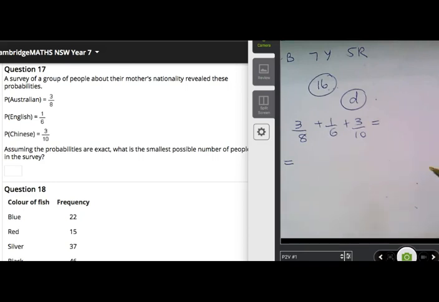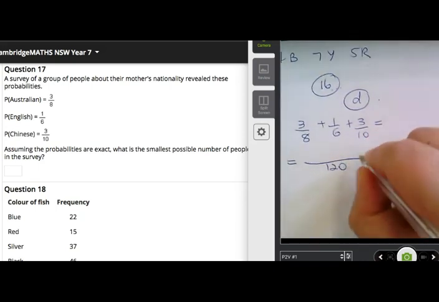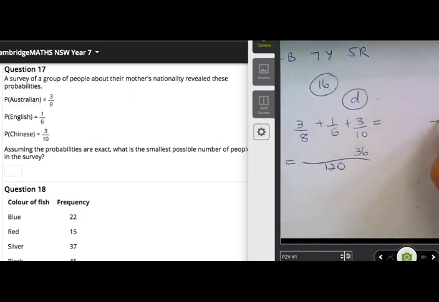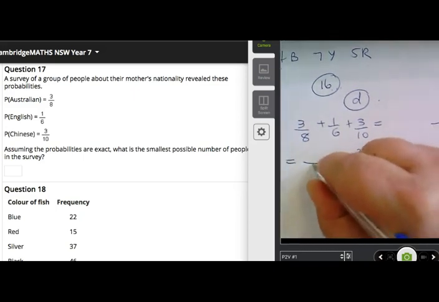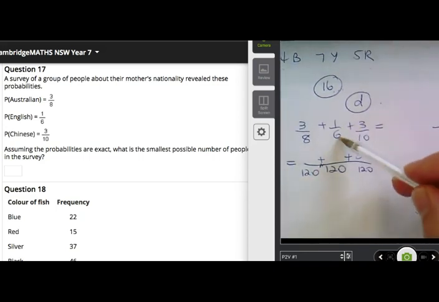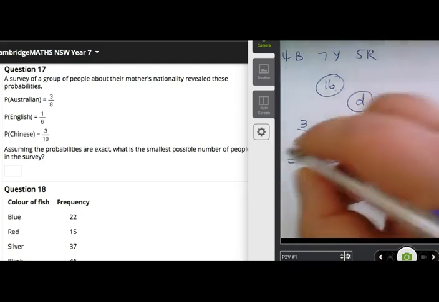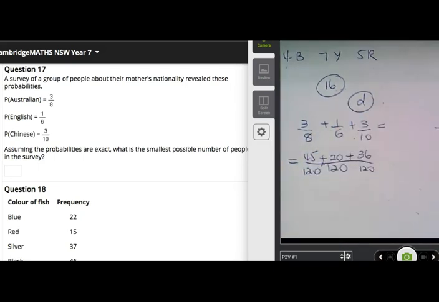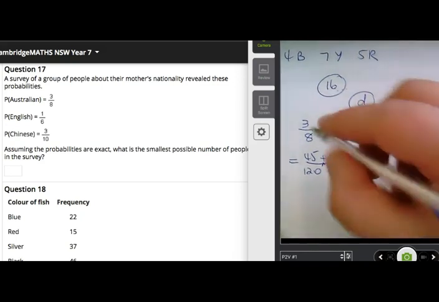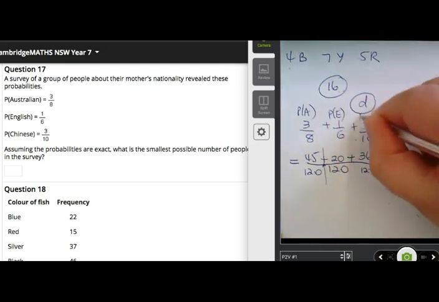90, no. 100, 110, 120? 6 goes into 120. What about 8? Yeah, I think it does. Yes, it does. 120 is the denominator. So we've said that 120 is the denominator. Do you know how to make them all denominator 120? That one would be multiplied by 20. This one's multiplied by 15. 3 times 15 is 45. Okay, so these are our fractions. So Australian is 45 out of 120, then English and Chinese.